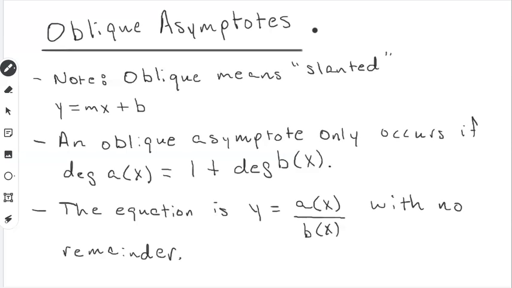And once again, you just divide the top by the bottom, and then don't consider the remainder at all because it's irrelevant. What you're going to be looking at is what is the top divided by the bottom. Okay? And that is oblique asymptotes.